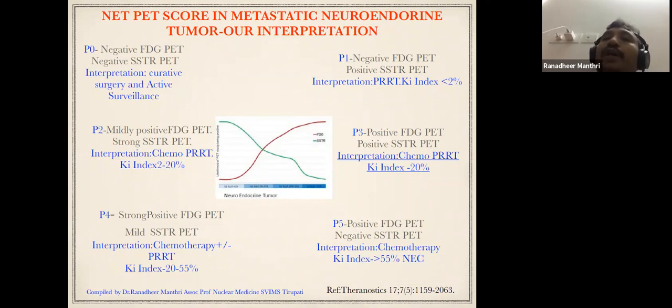Mildly FDG positive, strong SSTR PET: chemo PRRT. P3 also the same. We have P4, strong FDG positivity, mild SSTR positivity: chemotherapy plus or minus PRRT. P5, positive FDG PET and negative SSTR PET. Interpretation is only chemotherapy. Next slide, please.